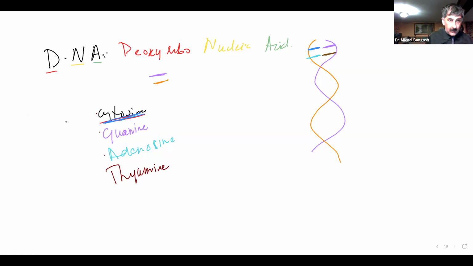But what we may have is a couple of molecules of cytosine, which only join with guanine.